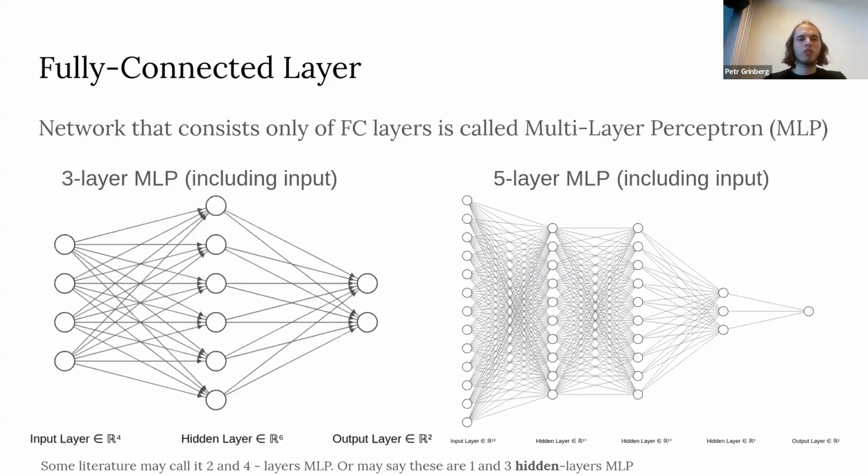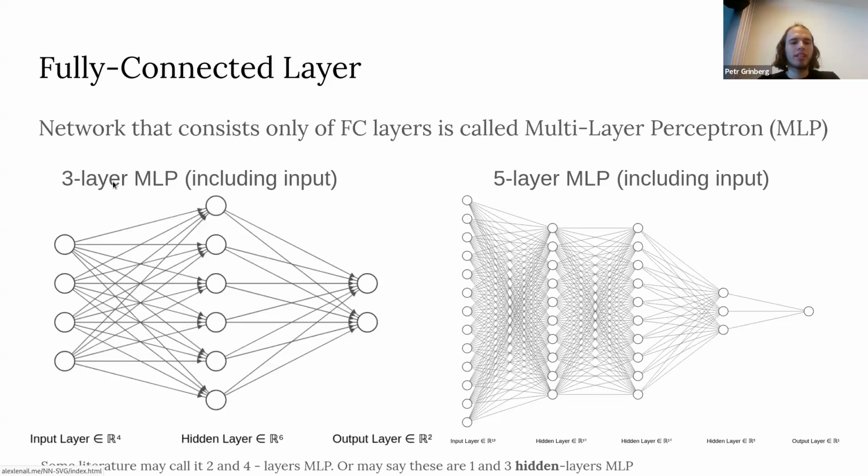And also in the literature, you may see such a thing as MLP, multi-layer perceptron, and this is just another name for a fully connected network. So if your network consists only of fully connected layers, it looks like this, or like this picture on the right, it's called a multi-layer perceptron.